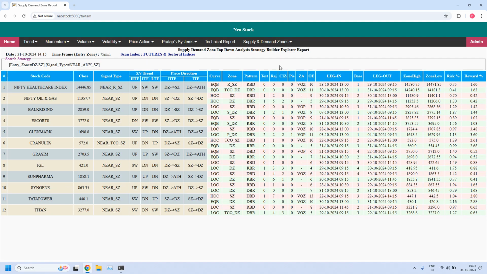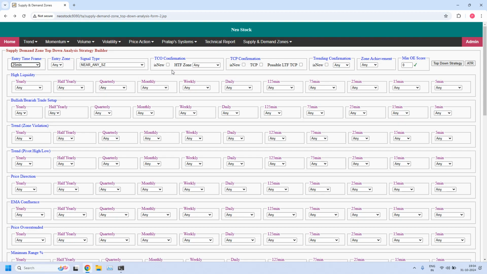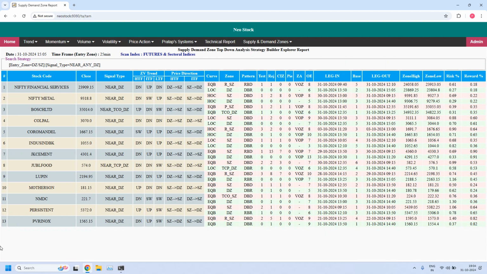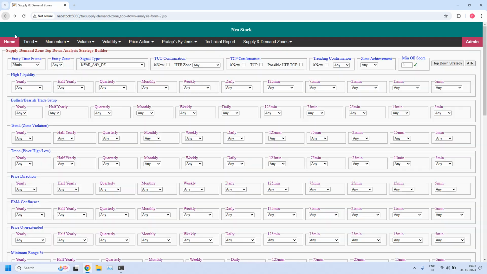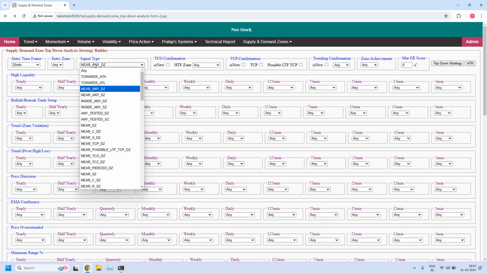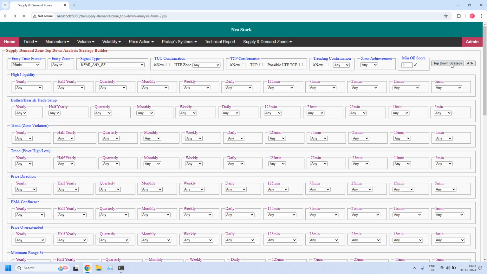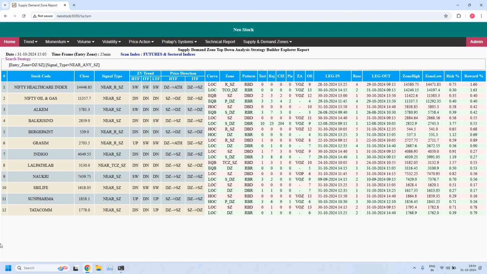Okay. Next time frame is 25 minutes. Let's find the stocks near 25 minutes demand zone. 13 stocks are filtered. Next, for 25 minutes time frame, let's find the stocks near 25 minutes supply zone. 12 stocks are filtered.